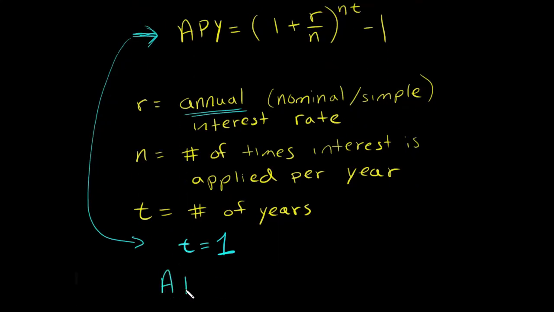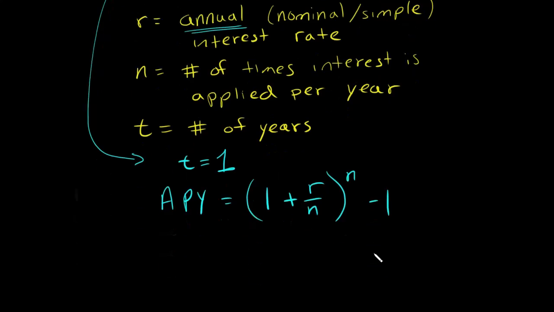You'll take your formula for APY, and you'll just go ahead and plug in 1 for T. So N times 1 is just N. All right. Then from here, we'll go ahead and solve for R. Now this is just algebra, but you do need to be careful with the way you're doing your algebra. So we have APY, and you've added 1 to both sides.